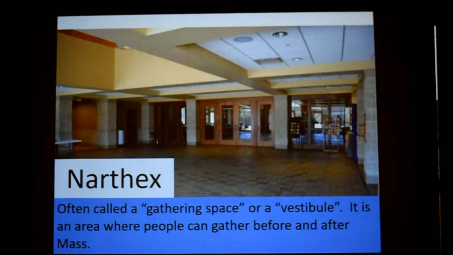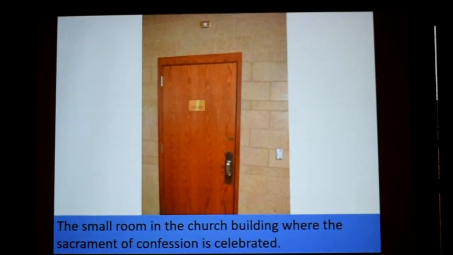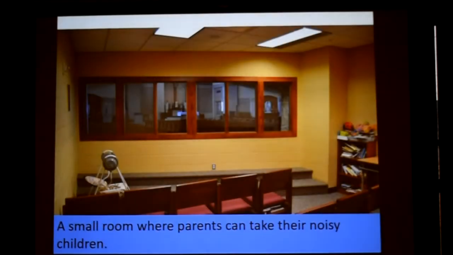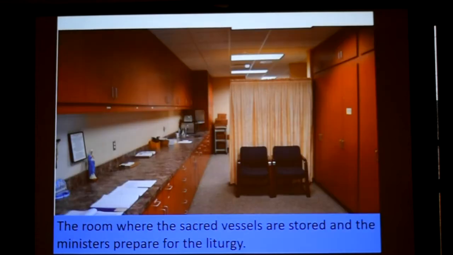A narthex, which is a gathering space, sometimes you hear them called vestibules. A vestibule, architecturally speaking, is just a space in between 2 sets of doors, which I guess it is, the doors of the church and the door of the outside, or a gathering space sometimes. Confessional, that's obvious. The cry room, that's obvious.